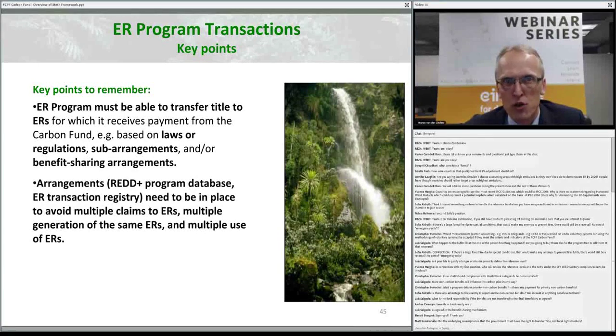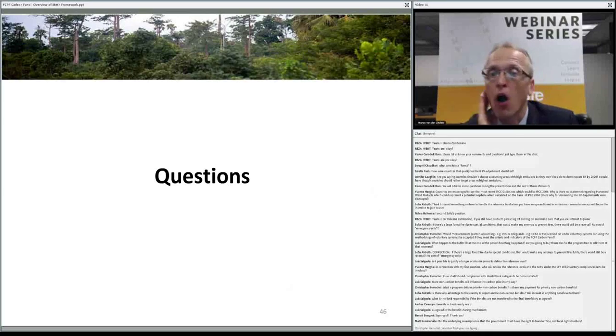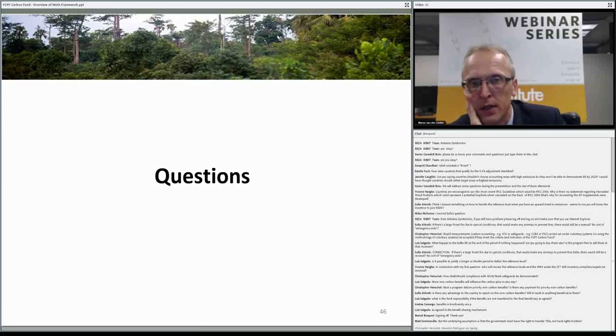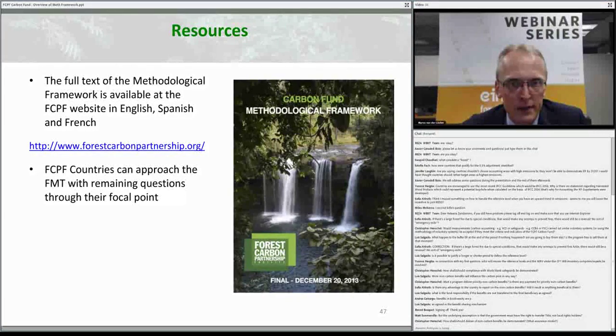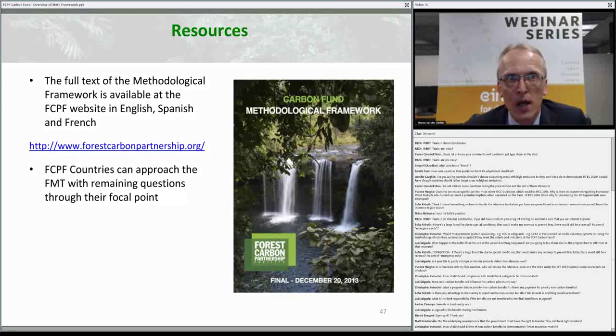So again, this was a very quick overview of what the methodological framework is. Very much encourage you to go and read the whole thing. There's a lot of details that we cannot really cover in a webinar like this. The full text is available on the website in English, Spanish, and French. So go and find your own language there.